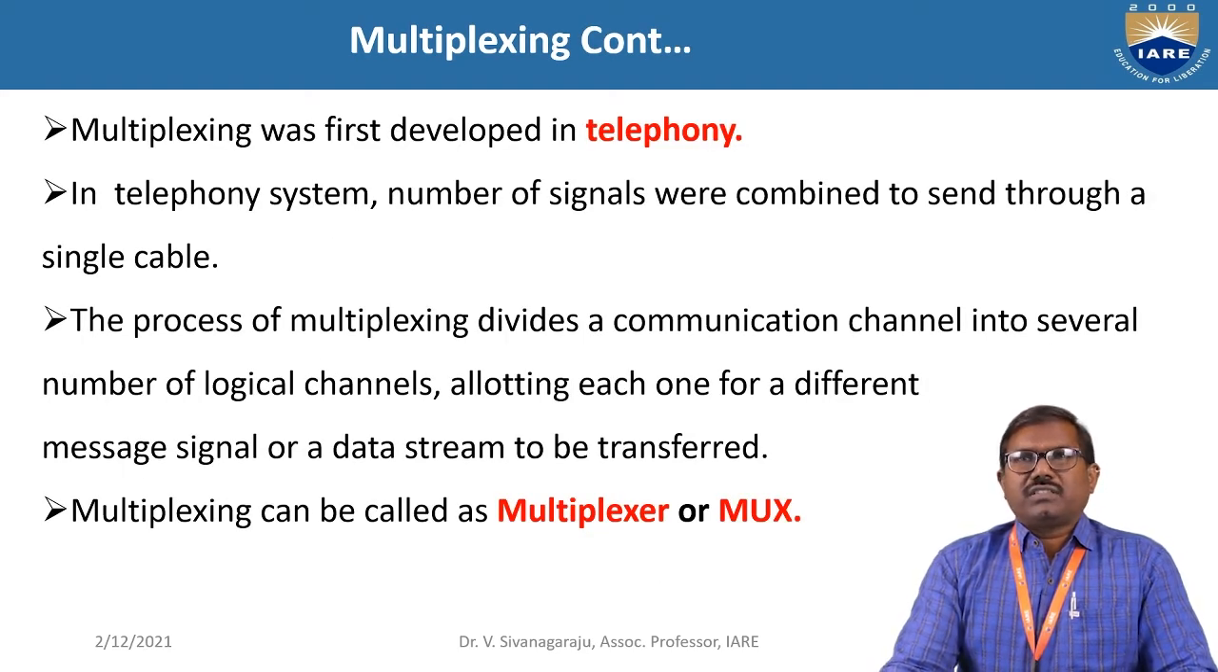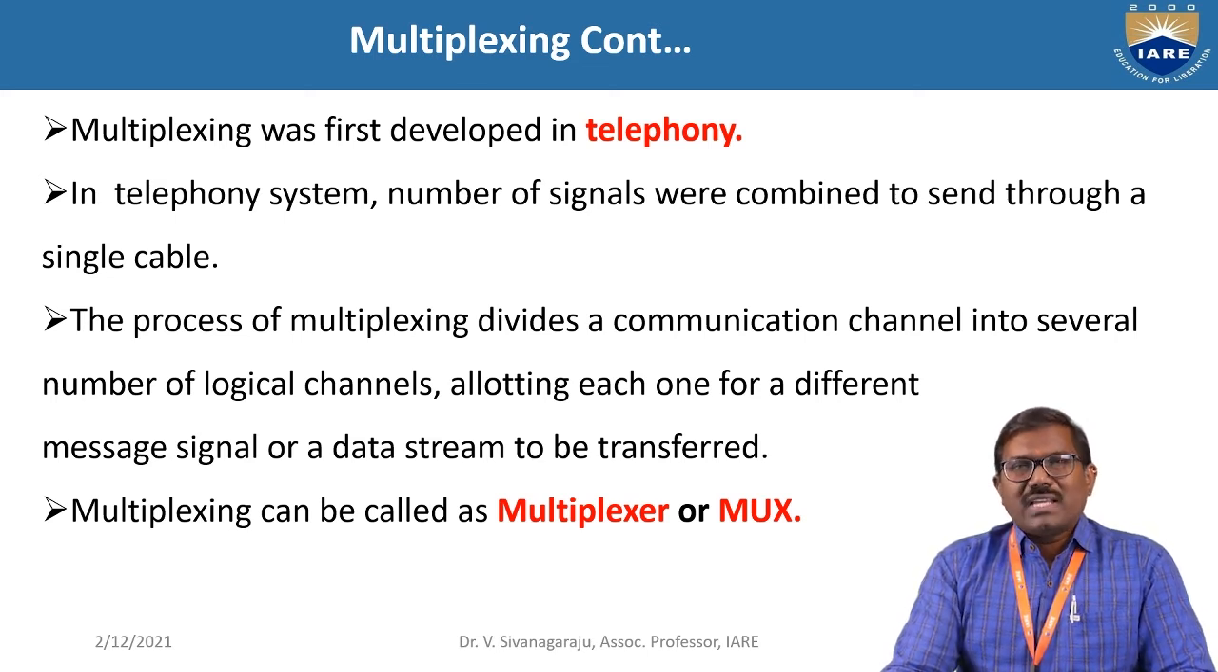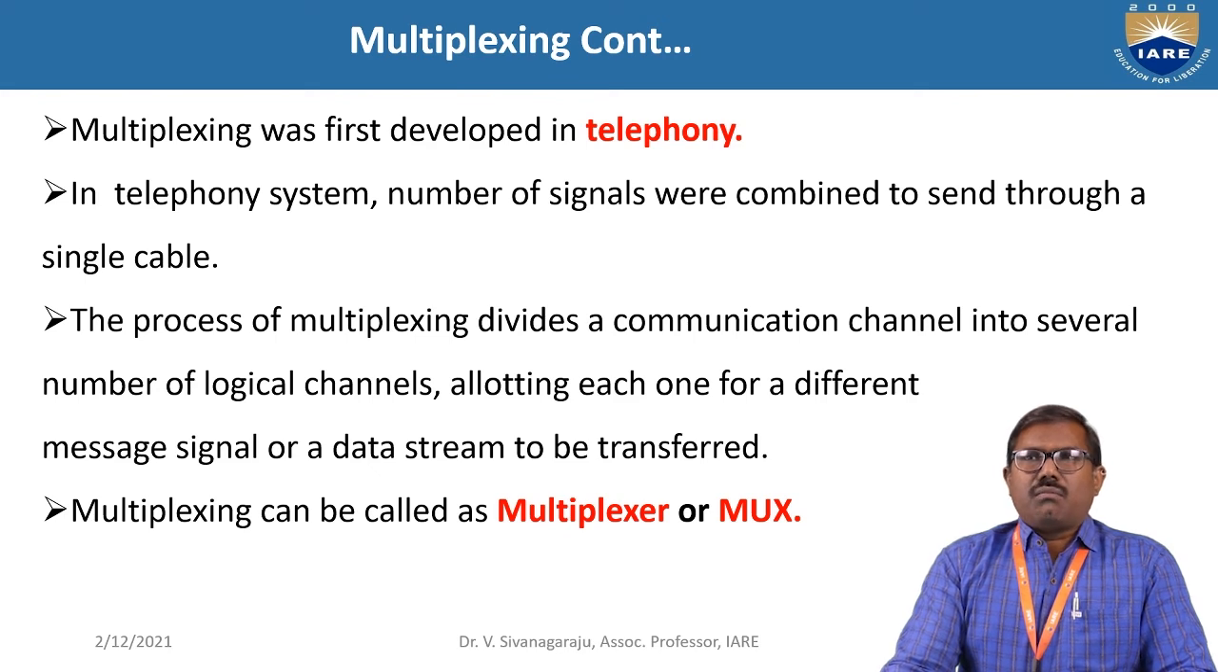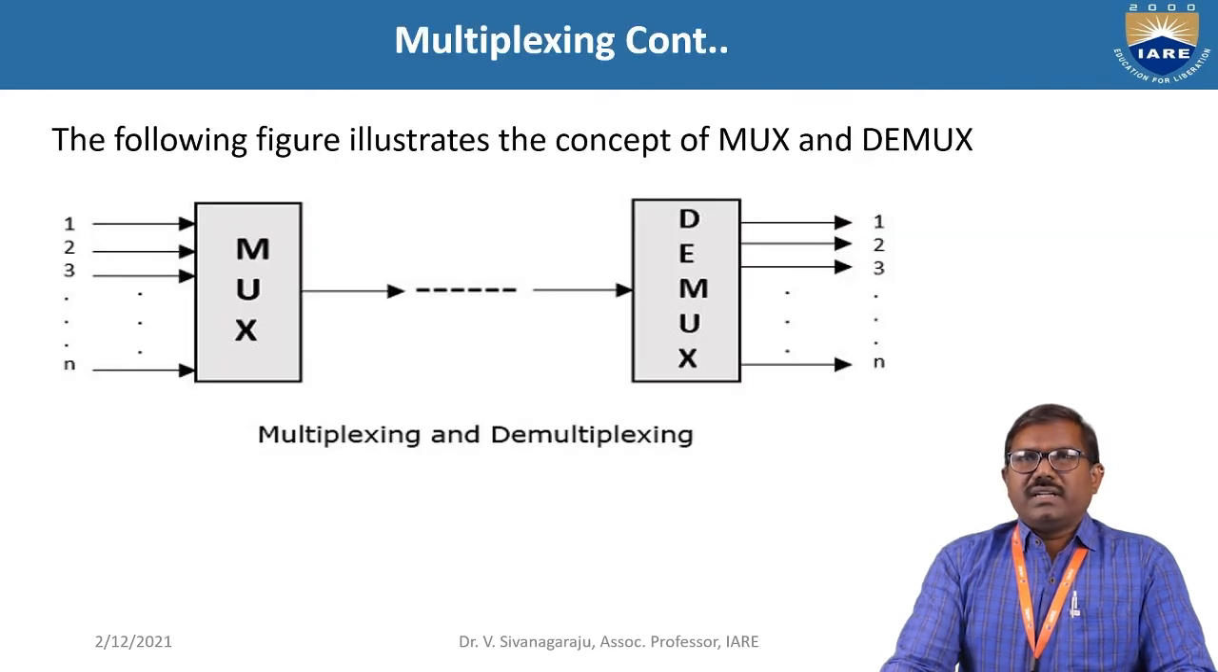Multiplexing was first developed in the telephone system. The device which performs multiplexing we can call a multiplexer or mux. And the reverse operation, demultiplexing, we can call simply demux. Here the figure illustrates the concept of mux and demux.